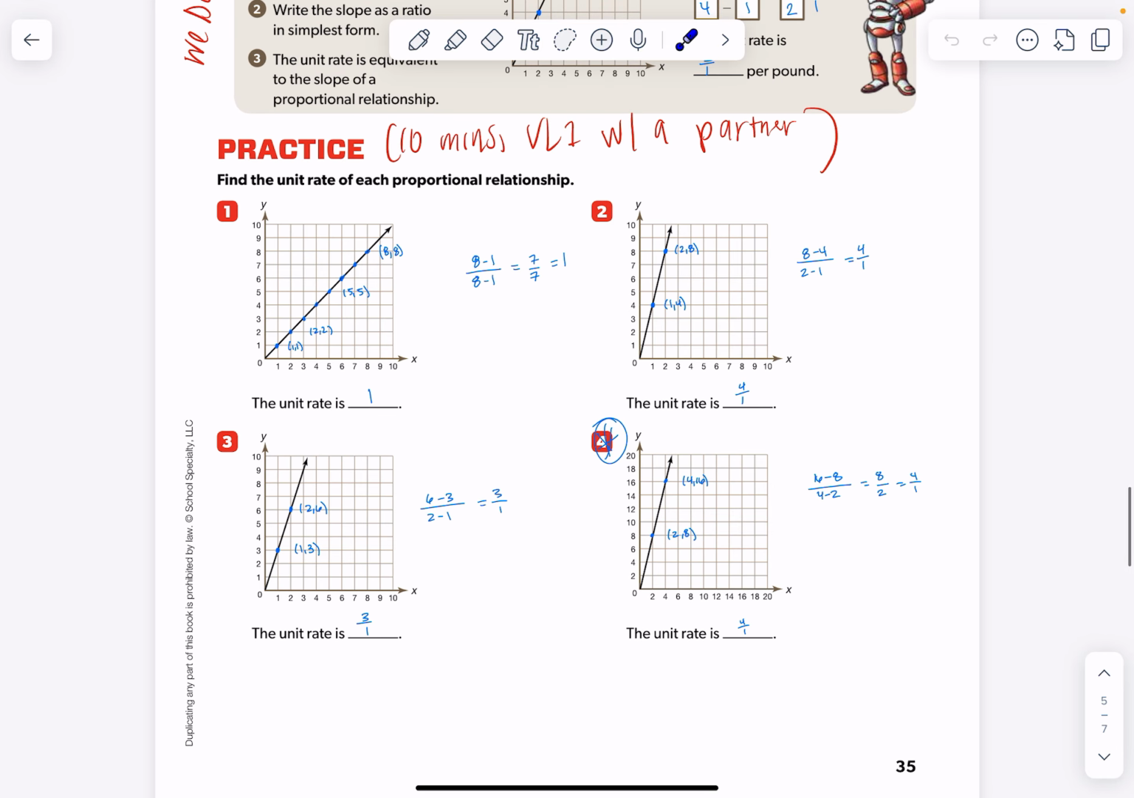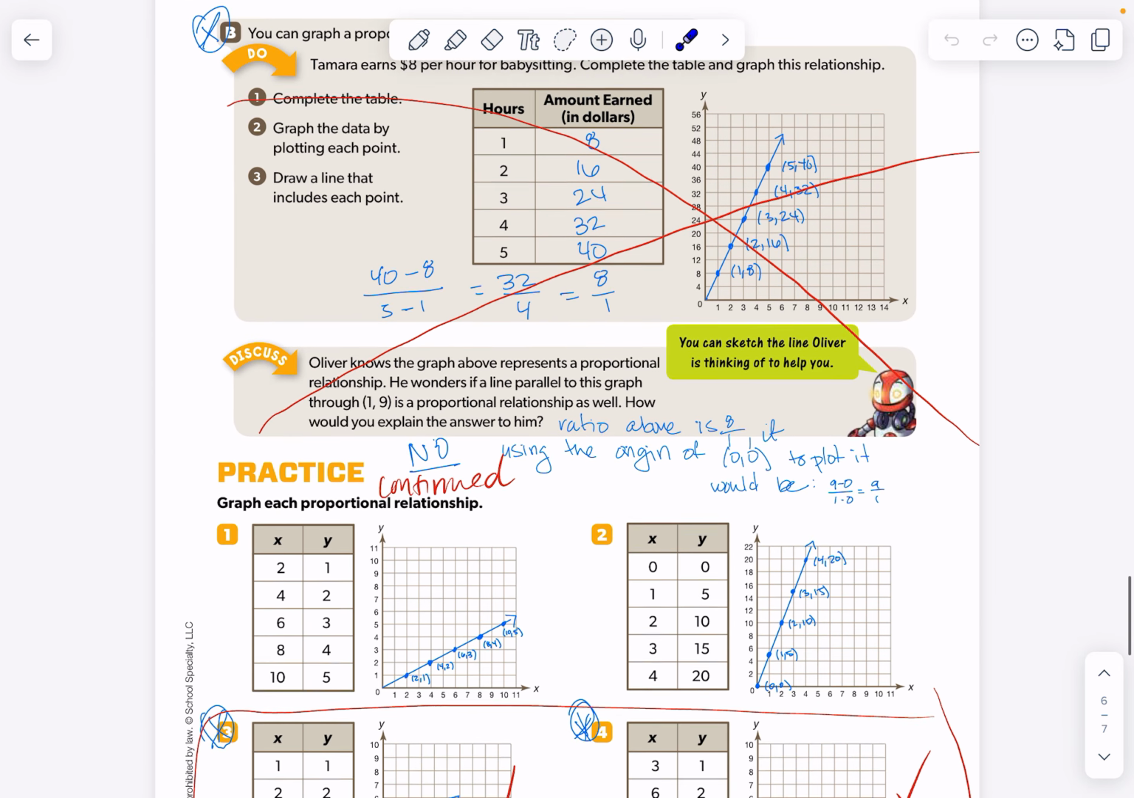Then you will release students to work with a partner for about 10 minutes. They are going to find the unit rate for each of these graphs, find 2 points, and then find the unit rate.